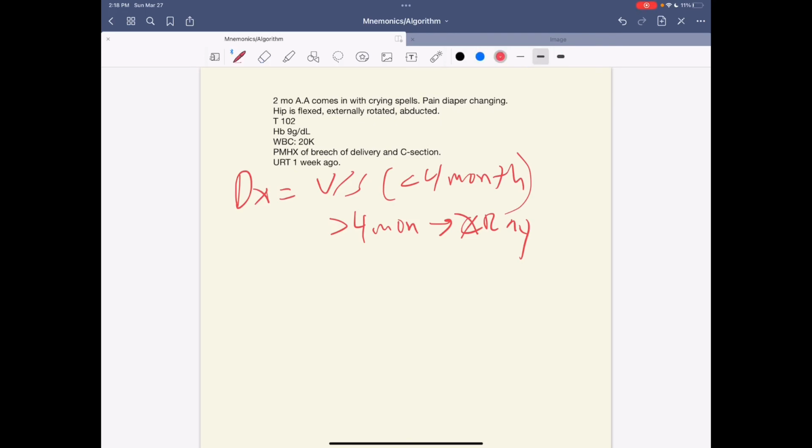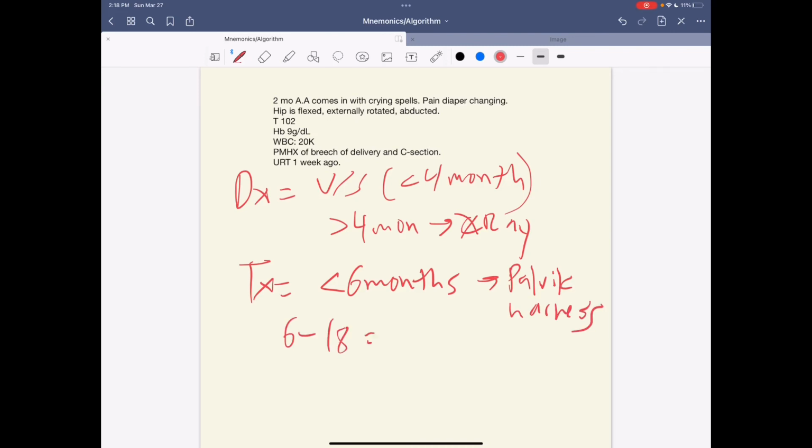And the treatment for developmental hip dysplasia depends on the age. If the child is under 6 months, you use a pelvic harness. You put on a harness that holds the hips in place. From 6 months to 18 months, you want to do spica casting.